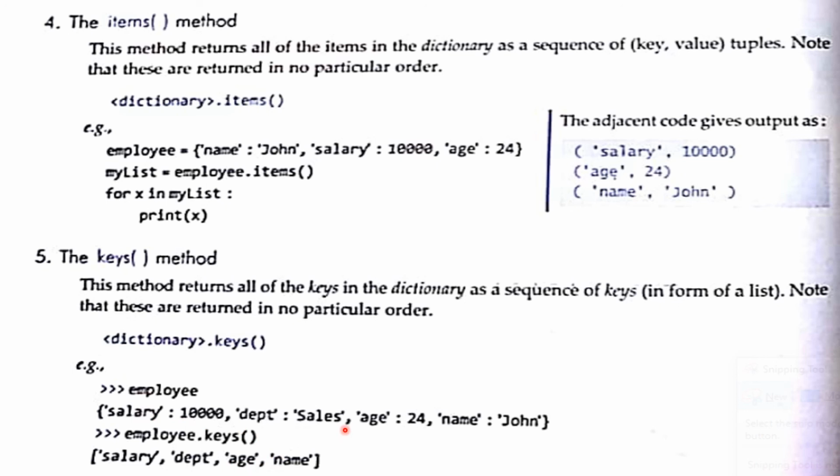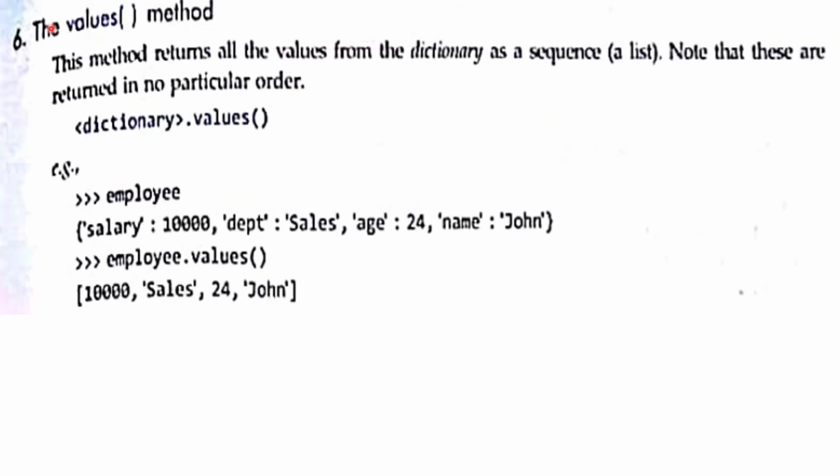Next you will see the values method. In the same way as we saw only the keys there, here we will see only the values. The dictionary is employee and the values are salary, department, sales, age and name. Here we'll see only values: employee dot values, and the values are 10,000, sales, 24 and John.